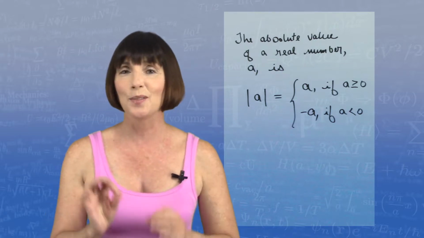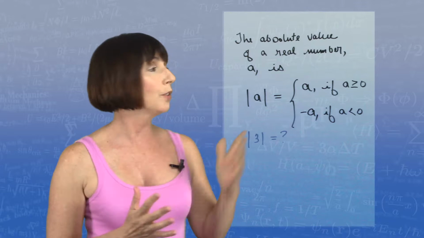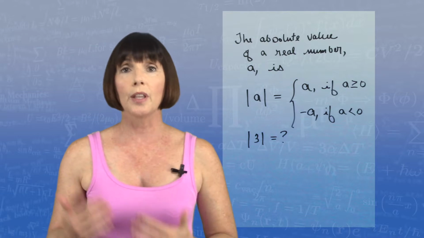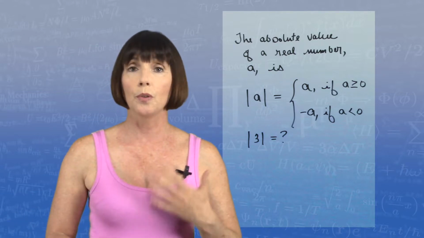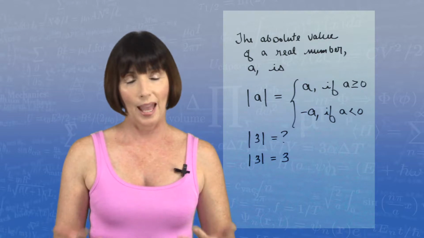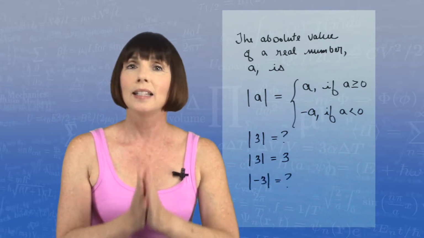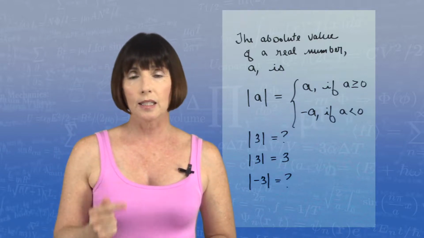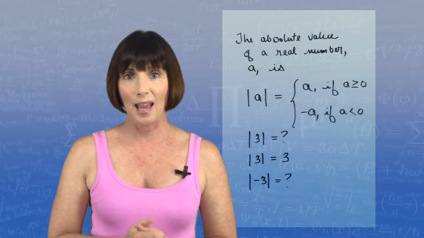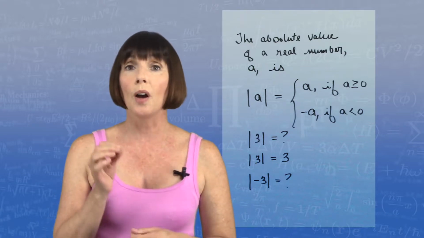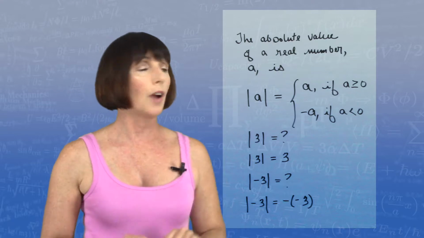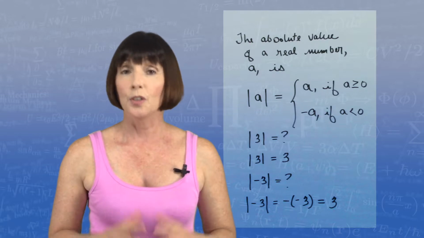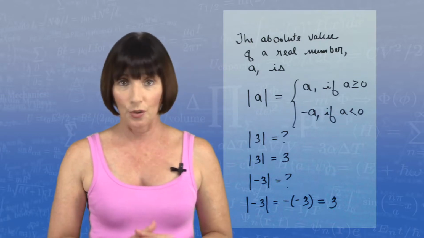Okay, let's break this down with an example. What is the absolute value of 3? Well, look at our definition. 3 is greater than or equal to 0, so the absolute value of 3 is just 3. Okay, what's the absolute value of -3? Now, according to our definition, if our real number is less than 0, we take its opposite to find the absolute value. So the absolute value of -3 is the negative of -3. And the negative of -3 is 3. So the absolute value of -3 is also 3.